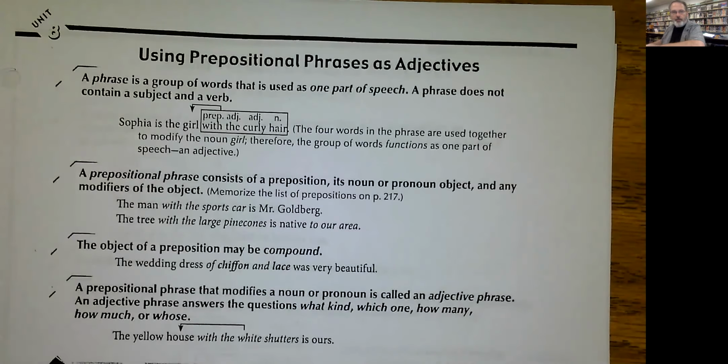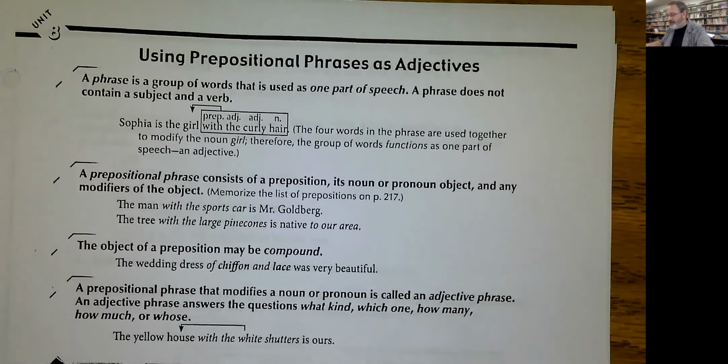Hello, everyone. Today, I'm going to do an introduction on pages 174, 175, and 176 in your Grammar Composition 2 work text. So, let's just get started. Go right into page 174 there in your book. And we are going to start by talking about prepositional phrases as adjectives.